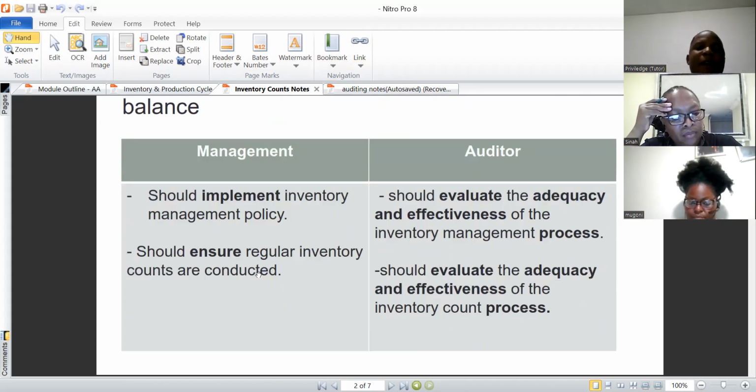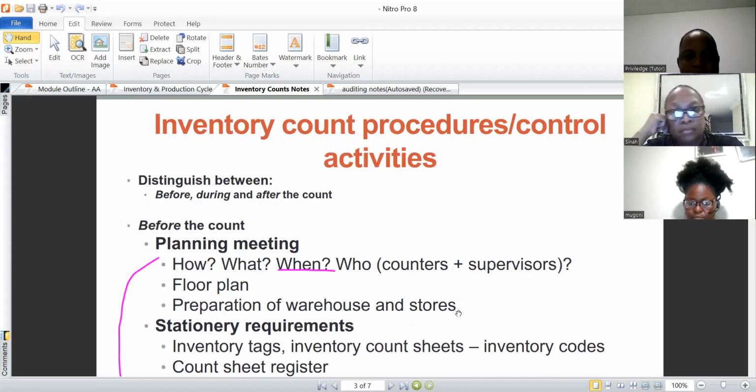Now, what is the role that management plays? Management basically implements the inventory management policy. What do we do as auditors? We evaluate how effective and how adequate the inventory management policies are. They also ensure regular inventory counts are conducted. But what do we do ourselves? We evaluate the adequacy and effectiveness of the inventory count process. So let me take you briefly through the inventory count procedures.